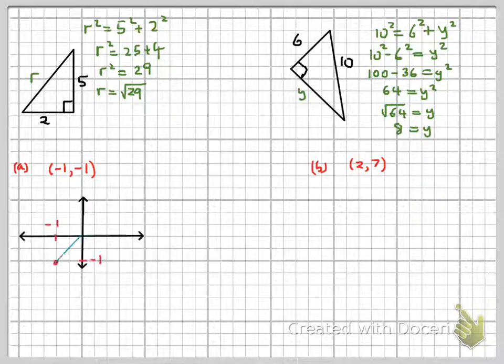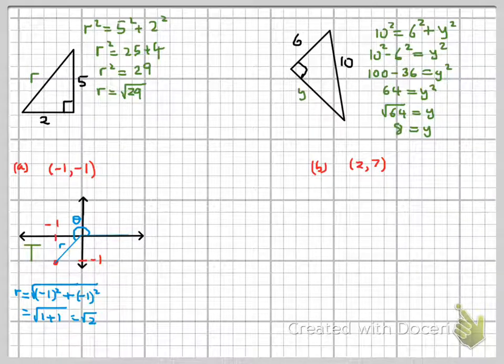And for the second part, we pick a point on the terminal arm. We'll pick the point (-1, -1) on the terminal arm of an angle. That angle will be in quadrant 3. The length of that terminal arm, r, we can find by using Pythagoras, as shown. r is the square root of (-1) squared plus (-1) squared. The result there is the square root of 2.